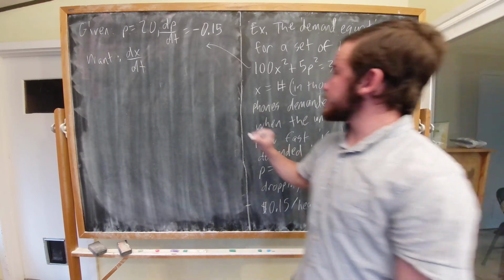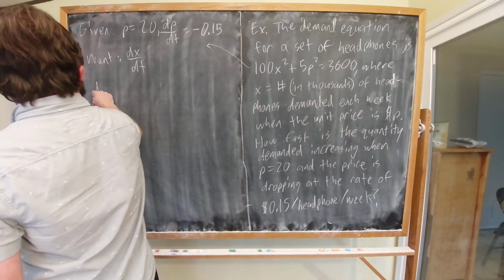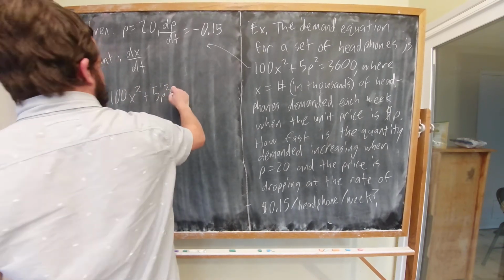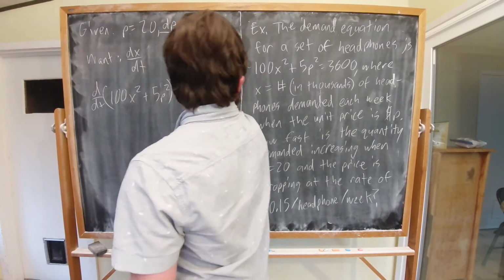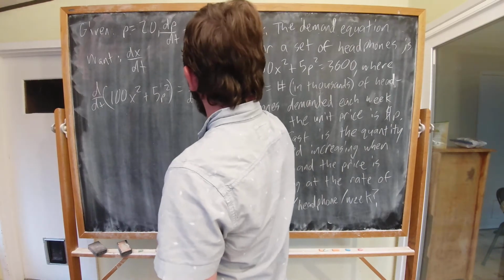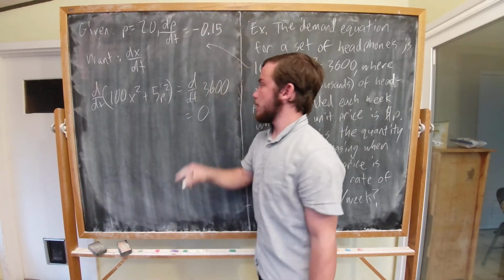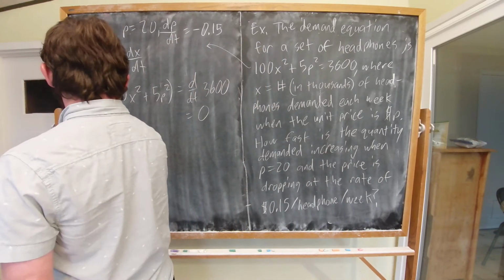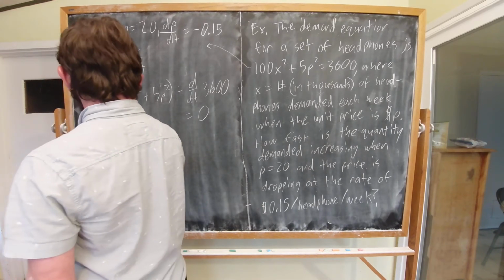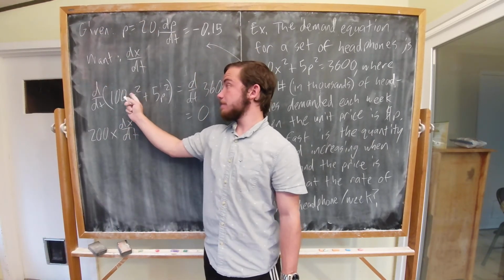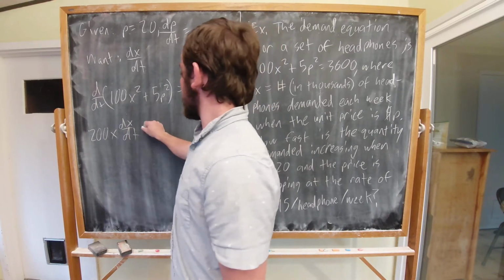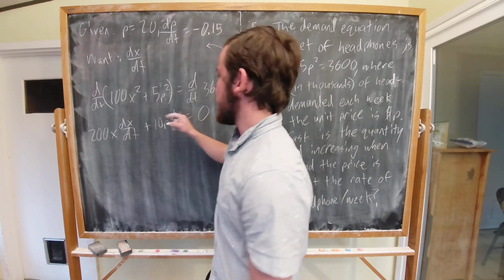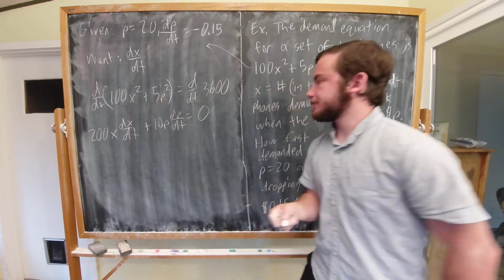Take the derivative on both sides of this. That tells us d/dt of 100x squared plus 5p squared is d/dt of 3600. That's 0. This is going to be 100 times 2x dx/dt. So we're going to have 200x dx/dt from this first term, right? Applying the chain rule. Plus, we're going to have 10p dp/dt from the second term. Again, applying the chain rule.